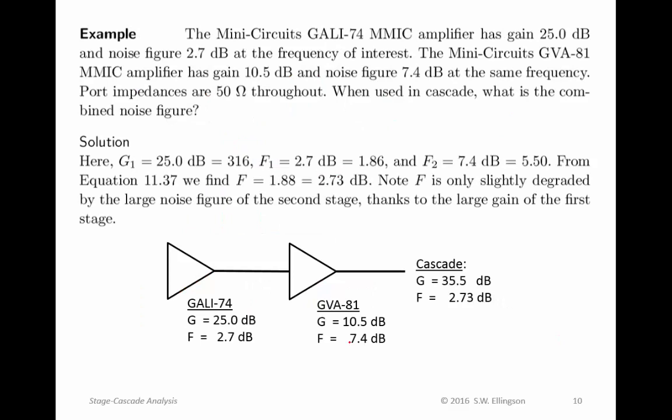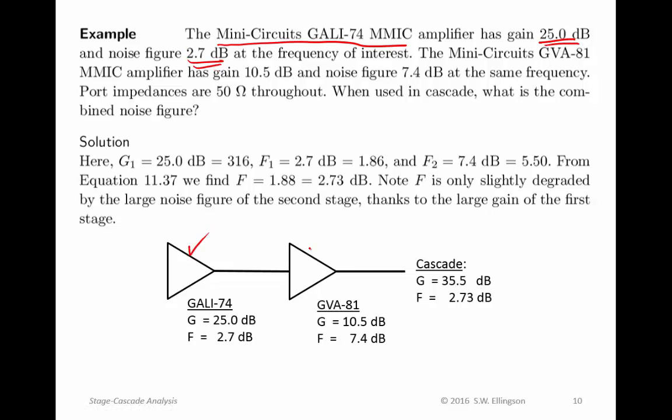Let's do an example to reinforce this idea. In this example we have an actual device here. The Mini-Circuits GALI-74 MMIC amplifier. This is a real part. It's based on bipolar transistor technology. This device has a gain of 25 dB and a noise figure of 2.7 dB at the frequency of interest, and it's shown here in this diagram.